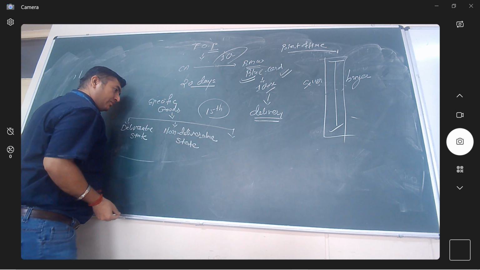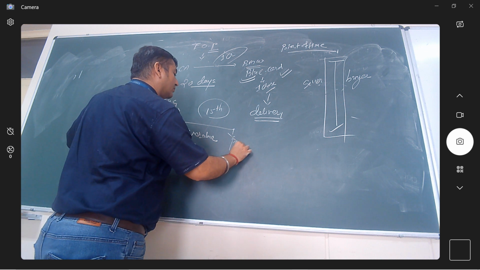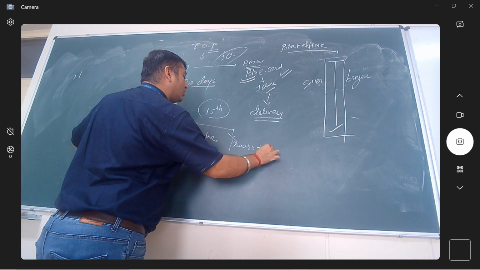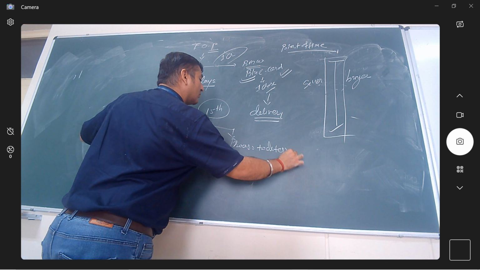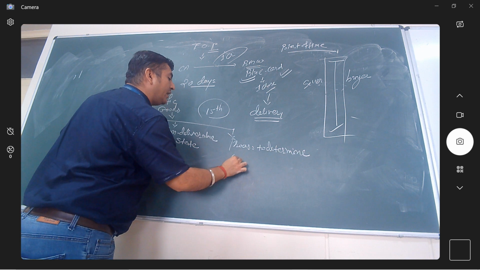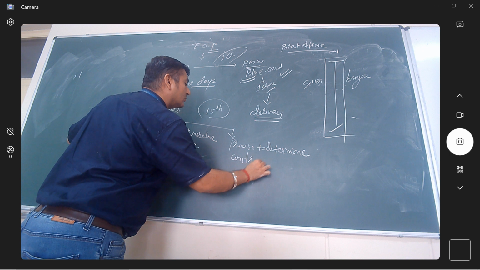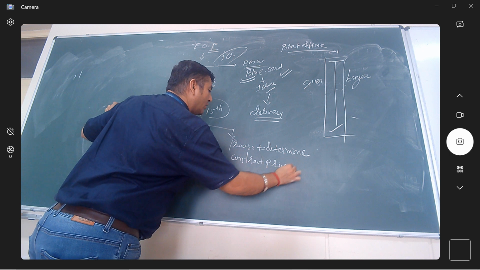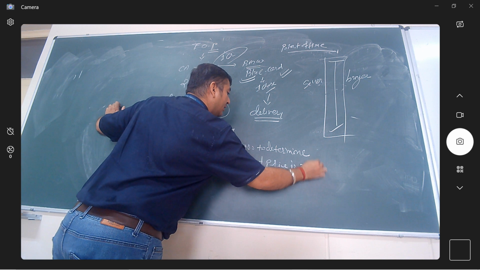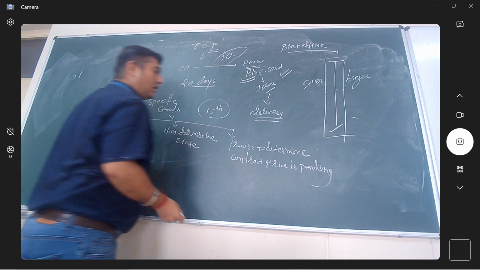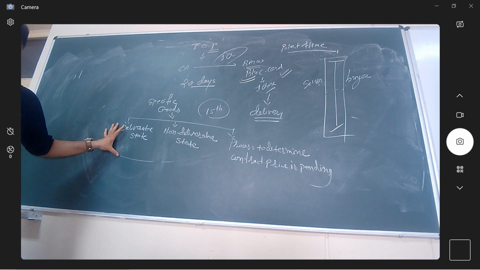And if some process to determine the contract price is pending, then what happens? Contract price is what? Pending. Then how the ownership gets transferred. बस इतना हमको समझना है.